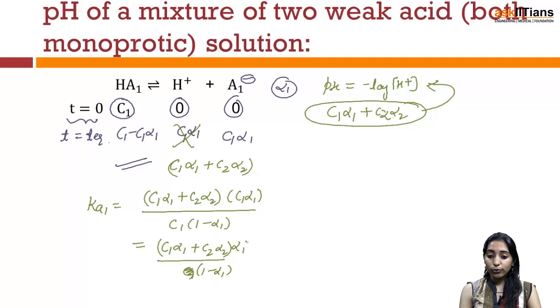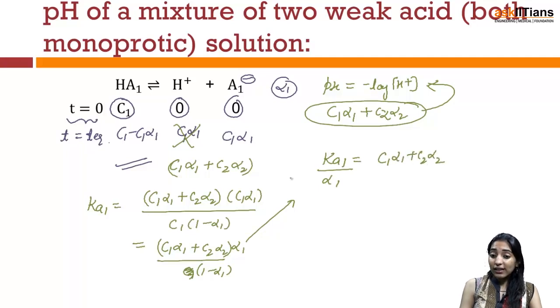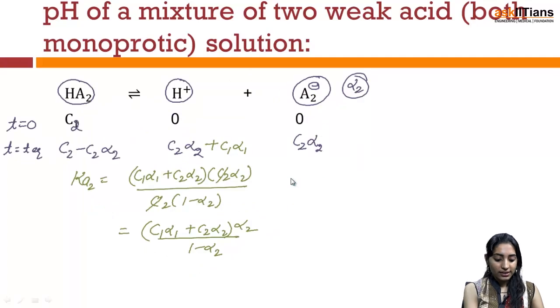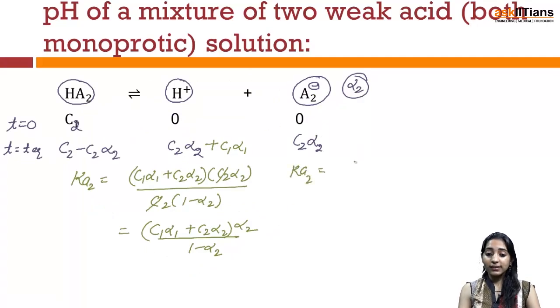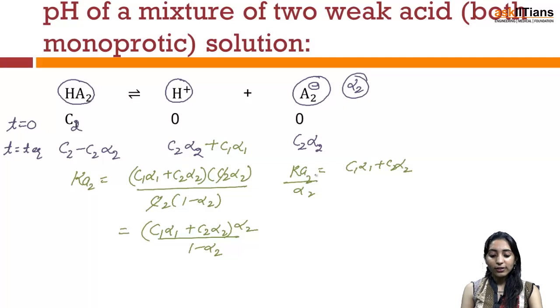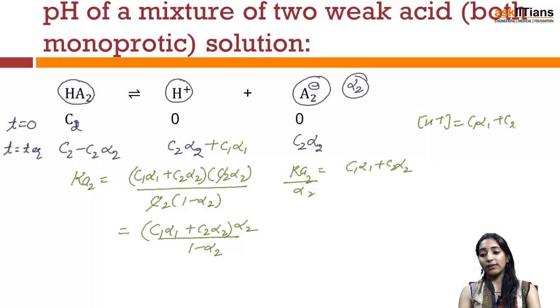To consider such a case, I can represent this C1 alpha 1 plus C2 alpha 2 term as Ka1 by alpha 1, which is nothing but C1 alpha 1 plus C2 alpha 2. Similarly, I can represent it here also in terms of Ka2 by alpha 2 as C1 alpha 1 plus C2 alpha 2. So somehow, if I am able to represent the concentration of H positive as C1 alpha 1 plus C2 alpha 2, I will be able to calculate the pH of the solution.